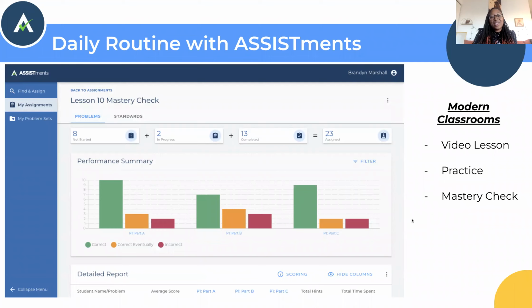This is the report that I use once they've done the mastery check that I analyze to support my lesson, my groupings, and what my instruction should look like for the next day.